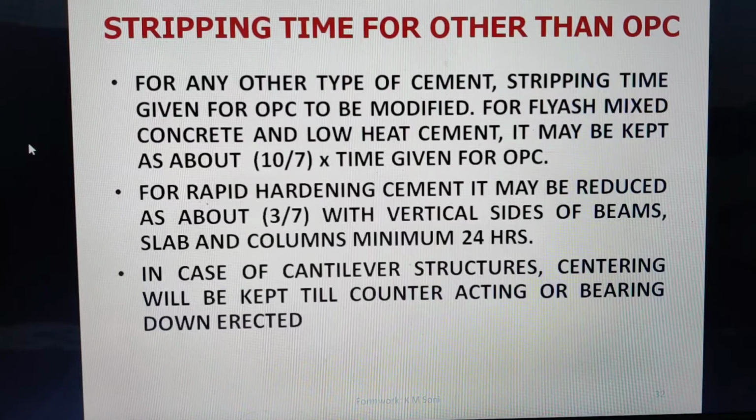So for any other type of cement, the stripping time given for OPC is to be modified. As I have told, for fly ash mixed concrete and low heat cement, that is for PPC, a multiplication factor of 10/7 can be adopted. Initially, as we know, PPC does not gain strength as that of OPC, that's why the time is increased. And for rapid hardening cement, this may be reduced to about 3/7 of the time, with vertical sides of beam, slabs and columns minimum 24 hours.